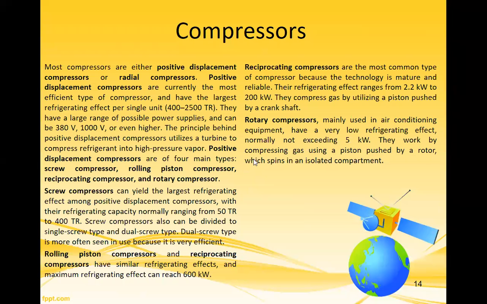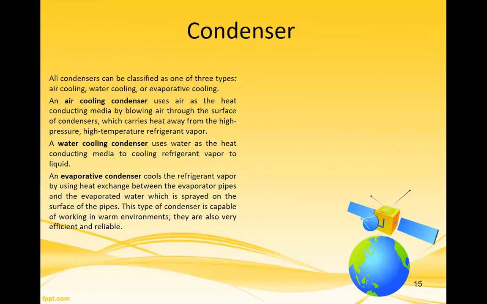So, yeah. Next is the condenser. So, another part ng refrigeration system. All condensers can be classified as one of three types: air cooling, water cooling, and evaporative cooling. An air cooling condenser uses air as the heat conducting media by blowing air to the surface of the condenser, which carries heat away from the high pressure, high temperature refrigerant vapor.